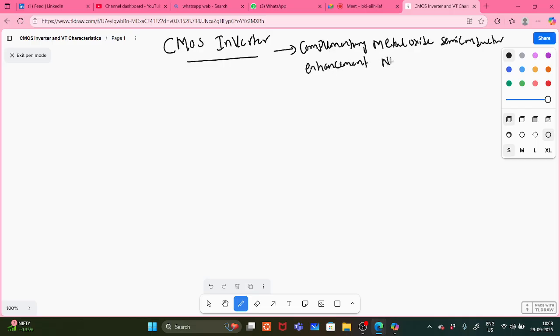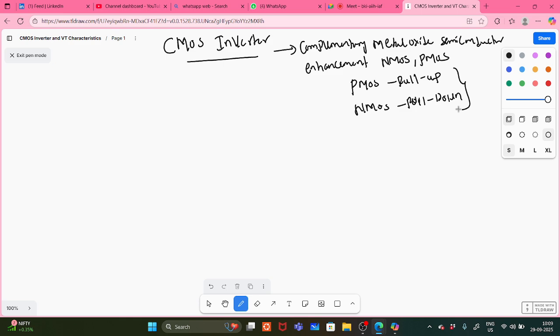NMOS and PMOS in CMOS. Okay, that means complementary means PMOS is the pull up transistor, and NMOS is the pull down transistor. Okay, pull down transistor. And we are using enhancement type NMOS and PMOS.